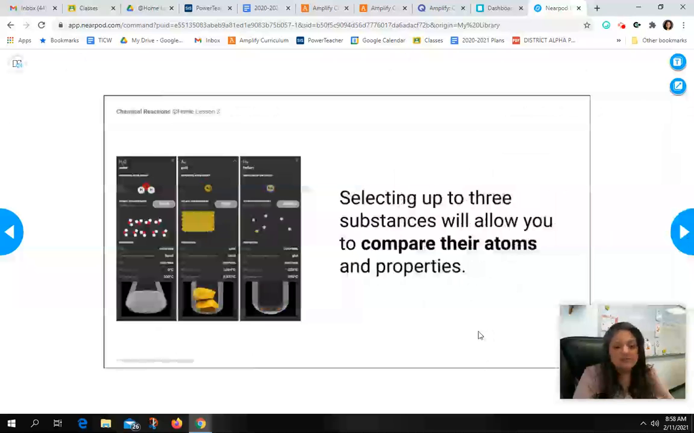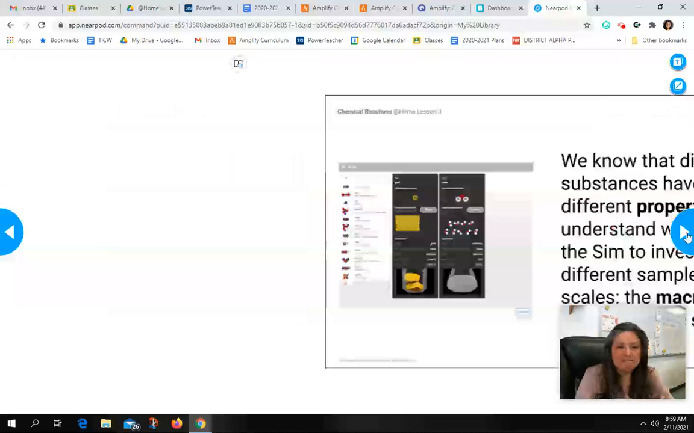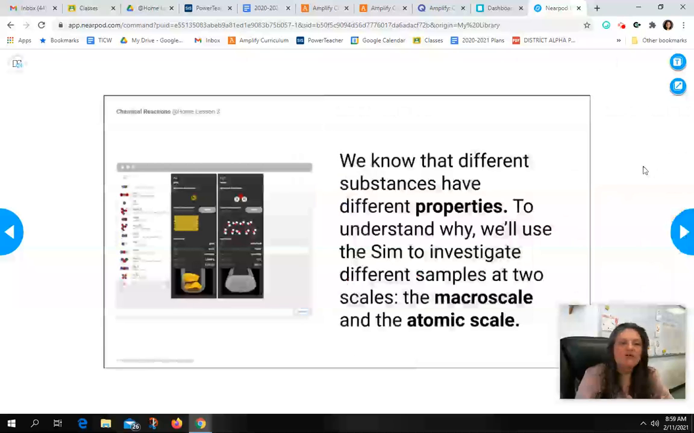Again, you can select up to 3, and that allows you to compare their atoms and their properties. So you can take a look at the atoms, how they are arranged, you can look at the individual groups, and you can look at the properties on the macro scale and compare the substances.